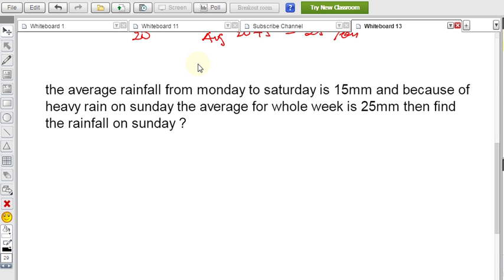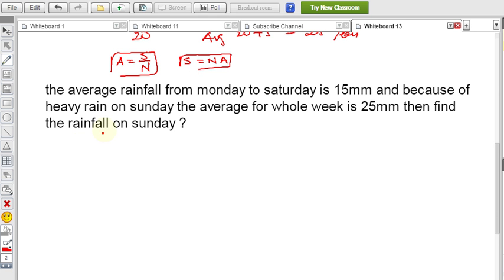Okay. So let's see in this. The average rainfall from Monday to Saturday is 15 millimeters. So we have to see the formulas. Average is equal to sum by number, and from this, sum is equal to number into average. These two formulas. Now Monday to Saturday, the total rainfall is nothing but the sum.